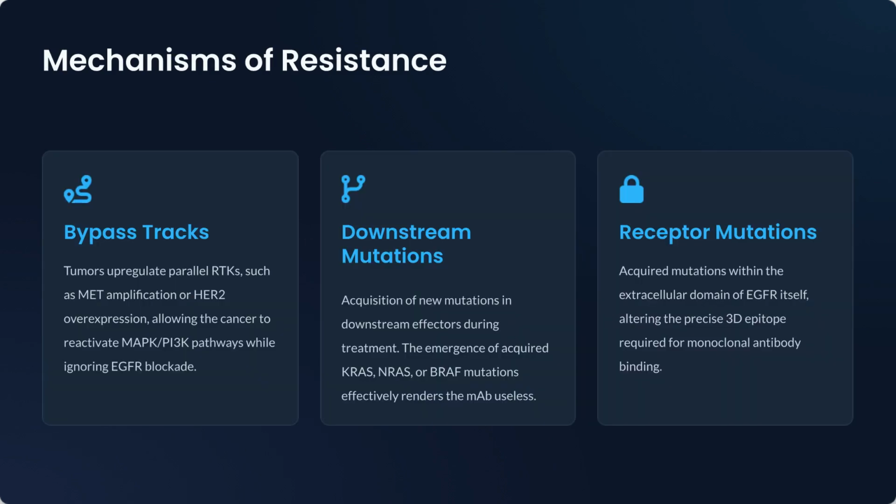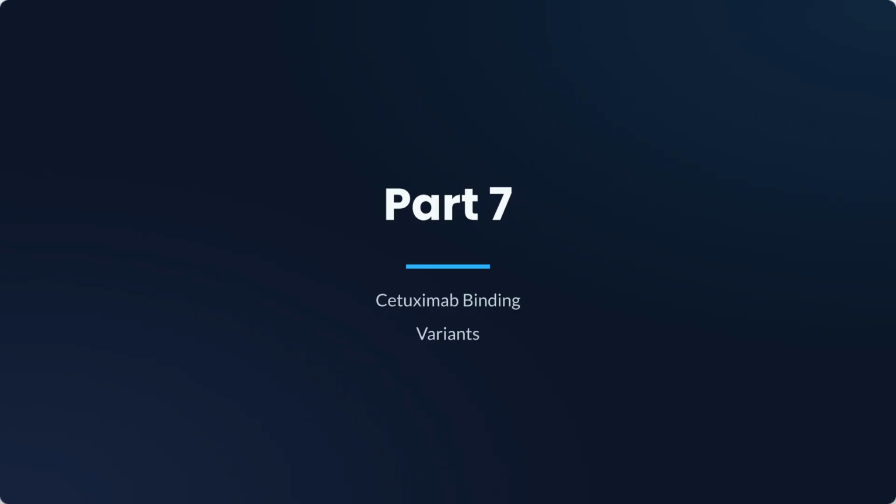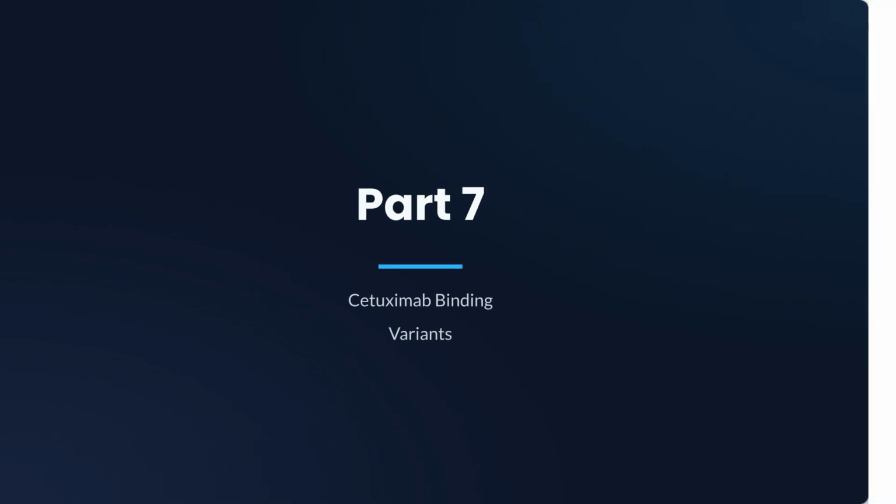Resistance occurs through several mechanisms, including the activation of bypass signaling tracks like MET or HER2, acquired downstream mutations in KRAS or BRAF, or new mutations within the EGFR receptor itself. We now move to Part 7, where we will examine cetuximab binding variants and the resulting mechanisms of acquired resistance.